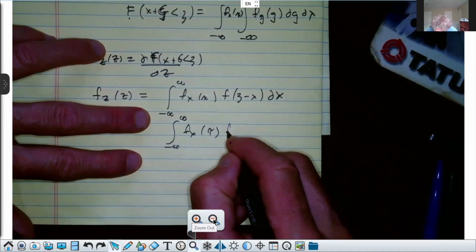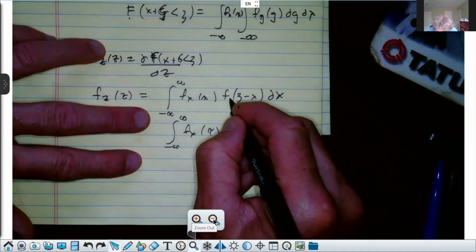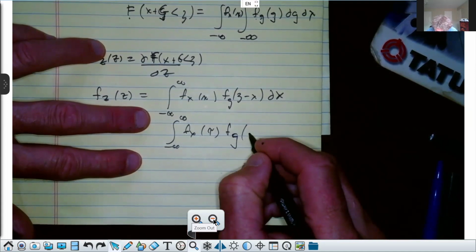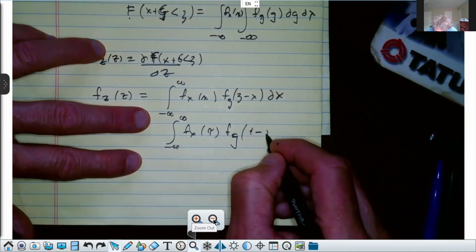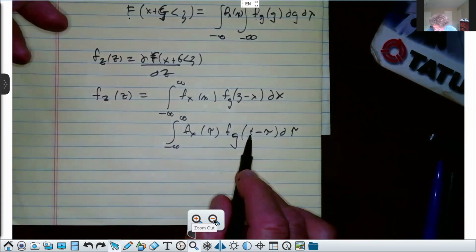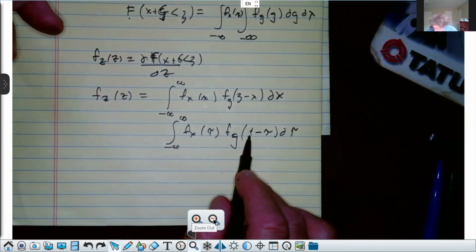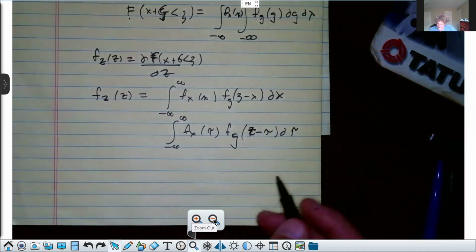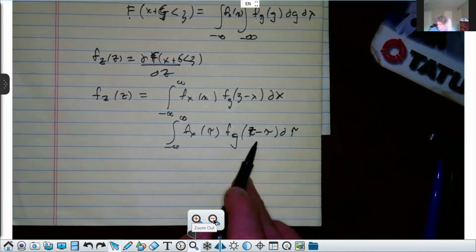And then it's going to be f, and this would be f of g right here, f of g, and this would be t minus tau d tau. Now, what used to be t when you took signals and systems is really going to be z for us. But this is the convolution integral. Do you agree with that, everyone?